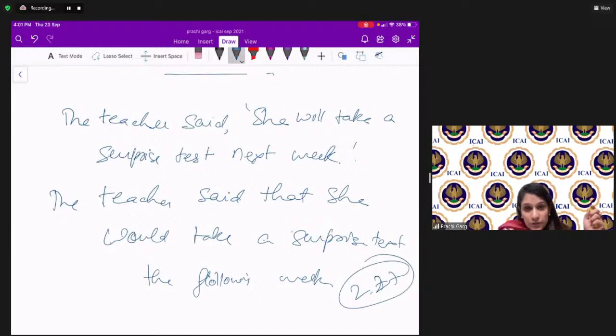Good Kanishka, good Akanksha, good Priyanka, very good guys.